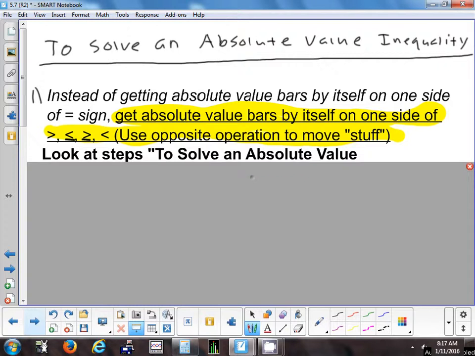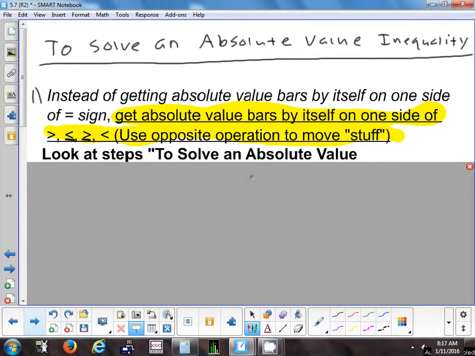So guys, like we did in the warm-up this morning, like we did last academic week, that first part, instead of getting absolute value bars by itself on one side of the equal sign, you have that. It's already written for you. You're going to write what comes after the comma. You're going to get the absolute value bars by itself on one side of the inequality sign. Whatever inequality sign it is, it could be greater than, less than, greater than or equal to, or less than or equal to.